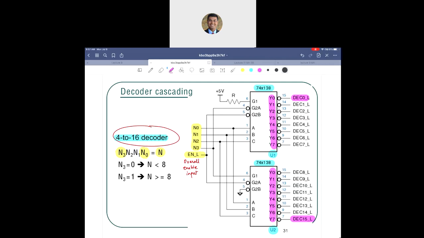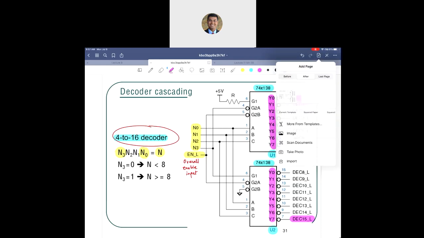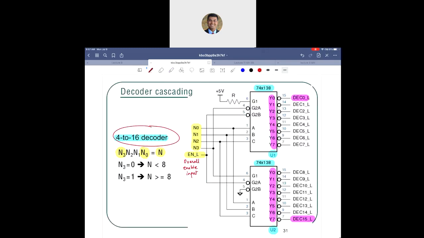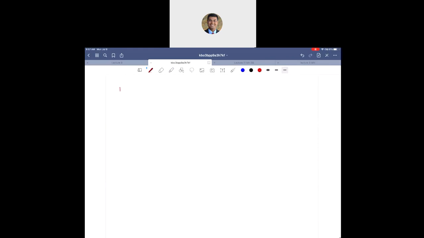Now let us see what happens. How are we doing this decoding operation? To explain this a little better, I'm going to quickly make a truth table, which will help with this. I've got four inputs, N0, N1, N2, N3. So I'll lay them over here, N3, N2, N1, N0. And then on the other side, I'm going to have Y15 underscore L, Y14 underscore L, and so on up to Y2 underscore L, Y1 underscore L, and then Y0 underscore L.